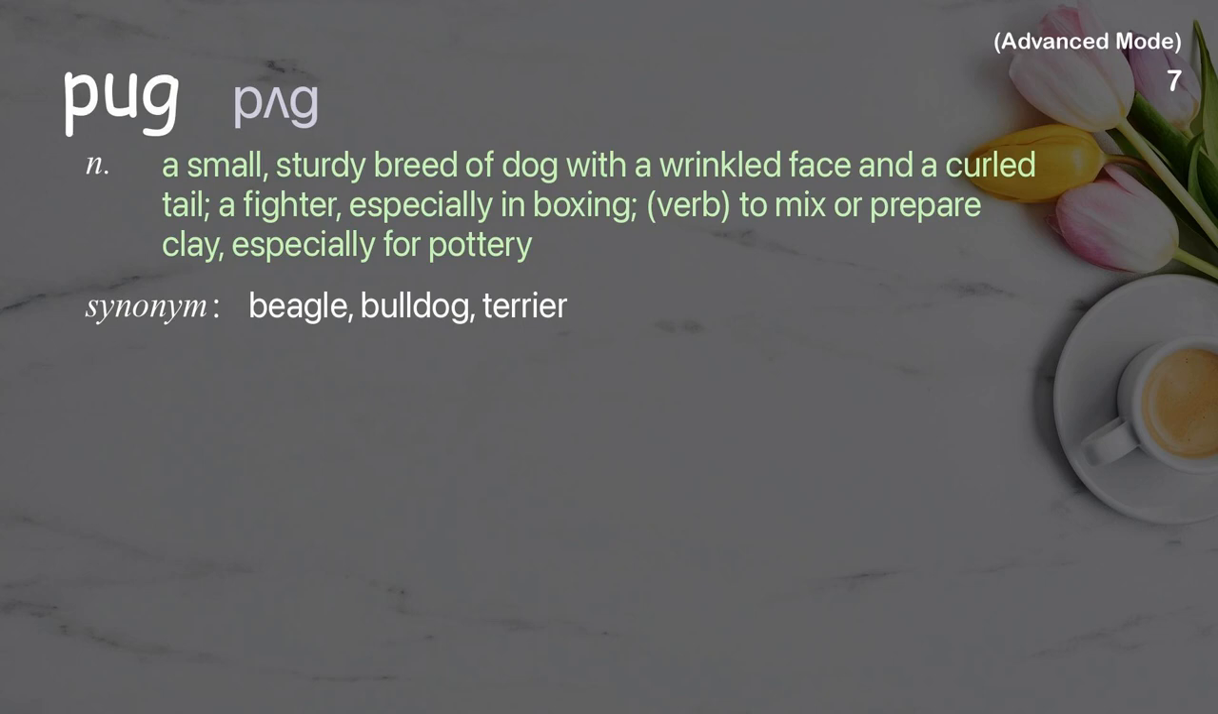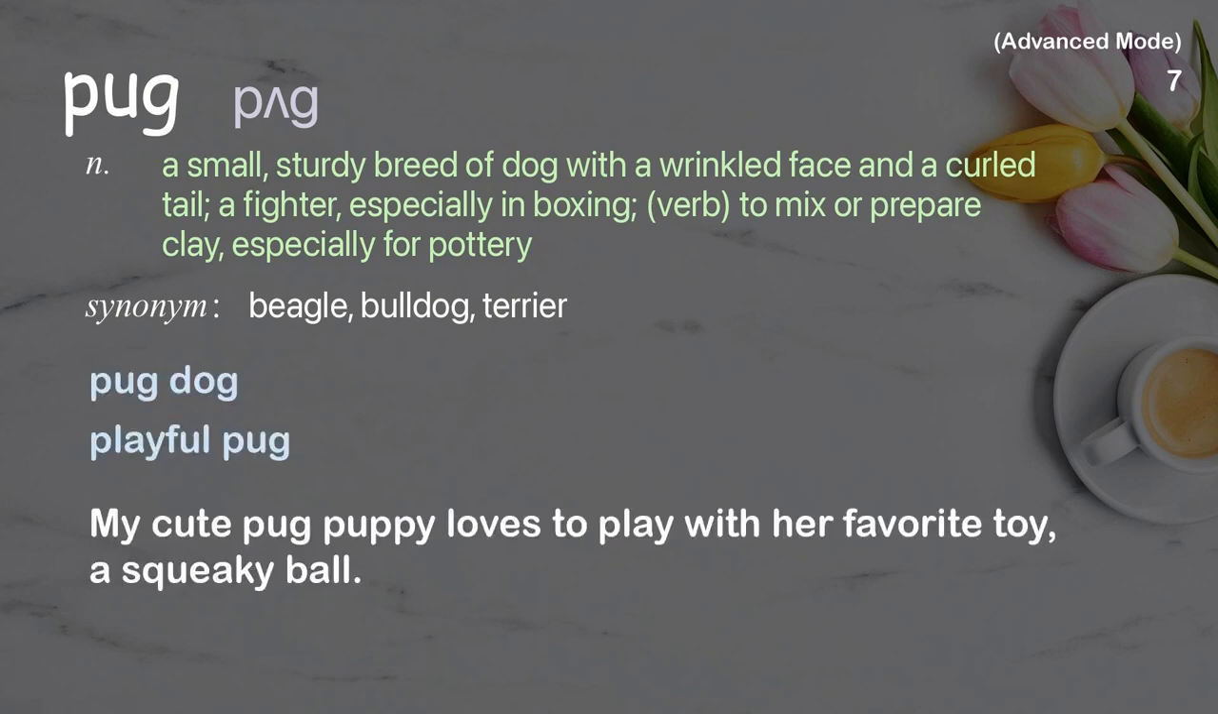Pug. A small, sturdy breed of dog with a wrinkled face and a curled tail; a fighter, especially in boxing. Verb: to mix or prepare clay, especially for pottery. Examples. Pug dog. Playful pug. My cute pug puppy loves to play with her favorite toy, a squeaky ball.